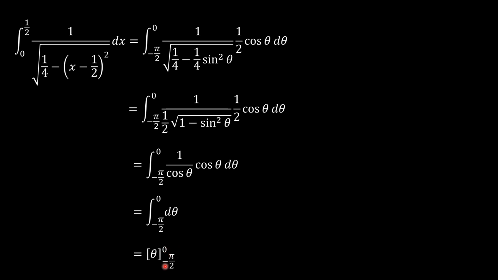theta, with the limits as shown here. The lower limit is negative pi over 2, the upper limit is 0. So when we substitute that in, we have 0 minus negative pi over 2, which is pi over 2. So it leads us back to the same solution as method 1.